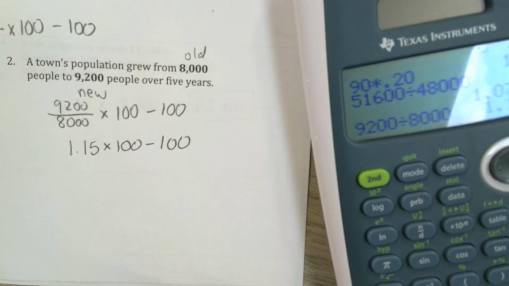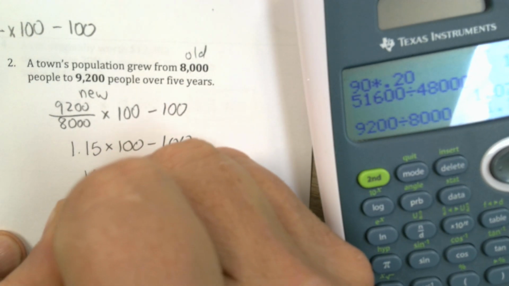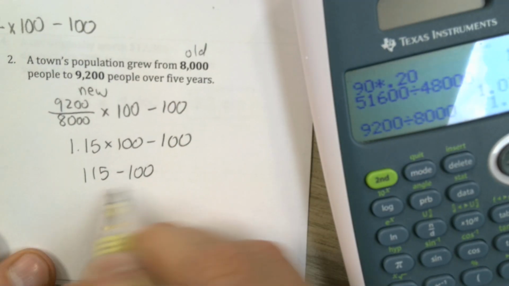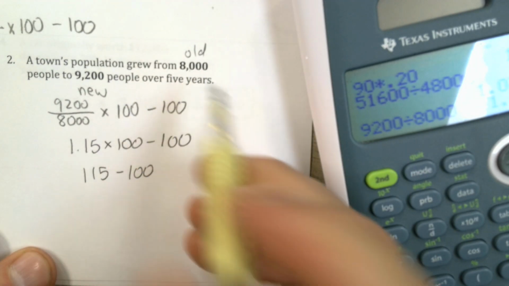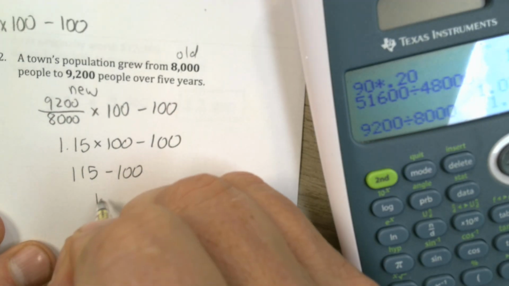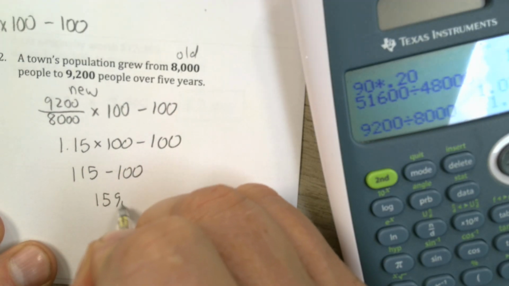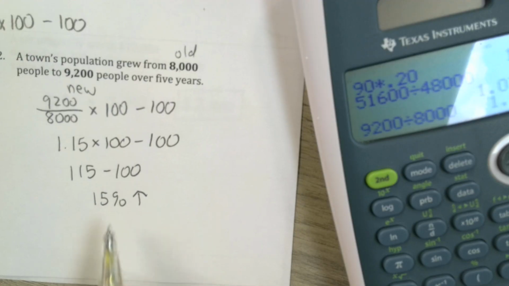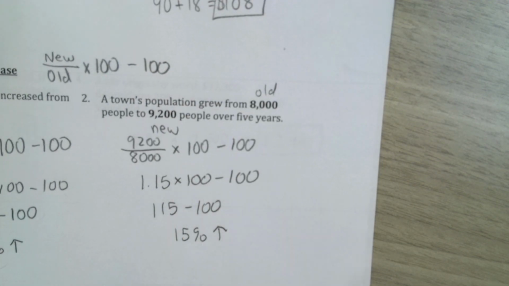Then you'll go ahead and multiply by 100. Basically moves the decimal twice. You get 115. And then subtract 100%. That basically removes the original 8,000 from it and tells you what percent was left over, which is 15%. All right, so this winds up being your answer. That was a 15% increase in population.